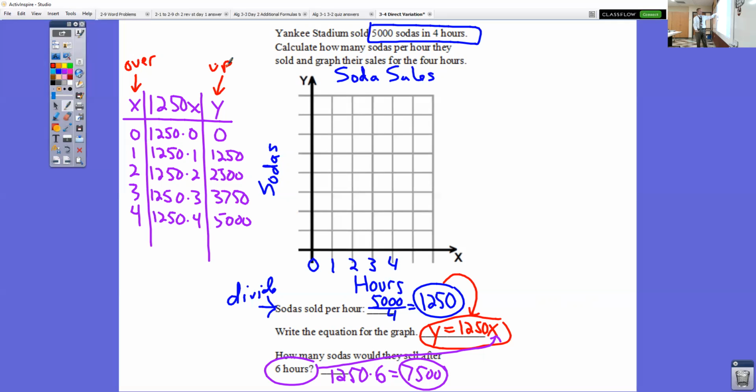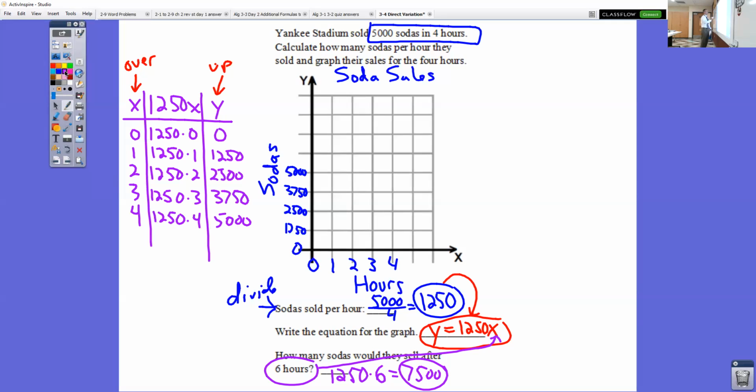Count by whatever your rate is. So if we go to count by the rate, I would have 0, 1,250, 2,500, 3,750, and 5,000. That's a little trick that just makes your life a lot easier if you count by the rate going up along the side.